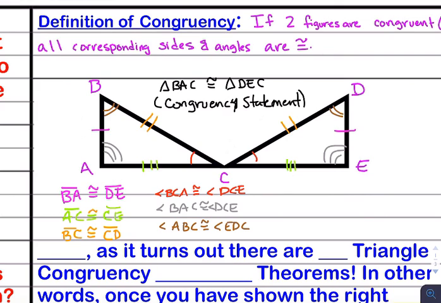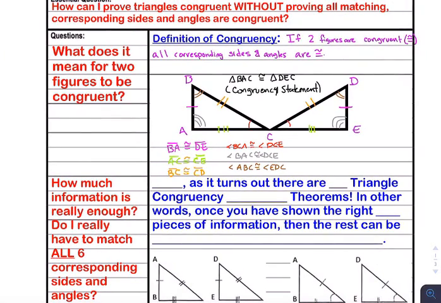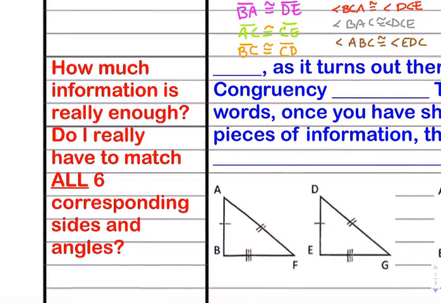because although this is a full definition of congruency, it seems that we don't really need to prove all those pieces. As I aforementioned, maybe that's because it's unrealistic to think that we can get them all, but also at some point enough might be enough. And so we're going to turn our attention in terms of how to prove these to this question. How much information is really enough?